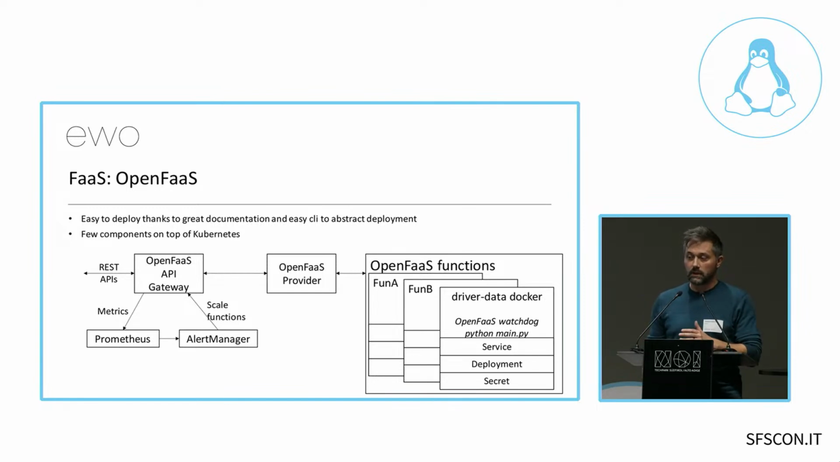As you can see, you don't have a lot of components. You have some that go on top of Kubernetes, like for example, a gateway that intercepts the REST API requests that you get. You can get metrics from Prometheus in order to understand if you need to scale your functions or not. There is the alert manager that is responsible for scaling the function. And then you have an OpenFaaS provider that forwards your request to the specific functions. Functions are basically Docker containers in which you run your code.